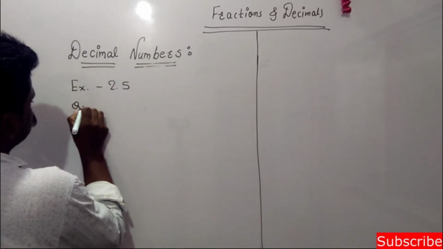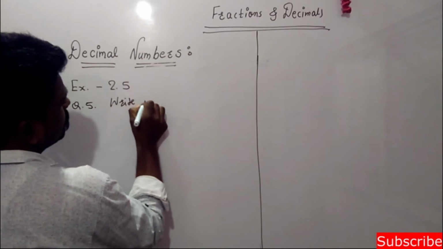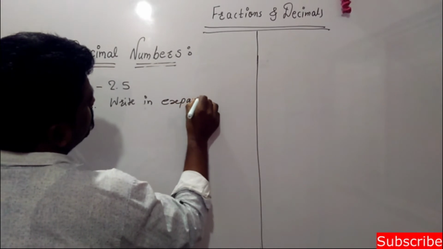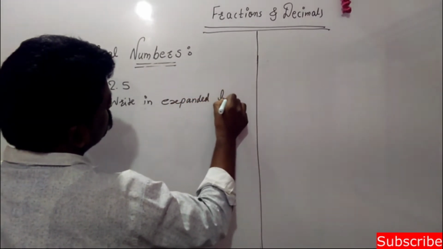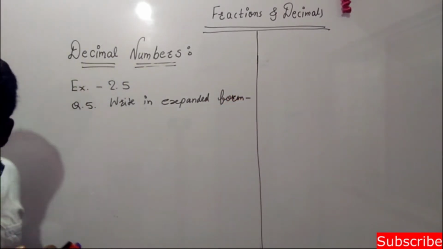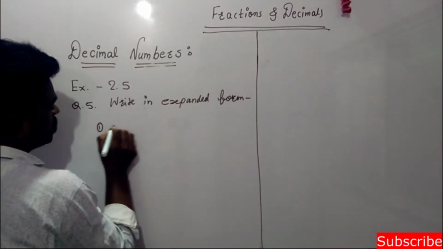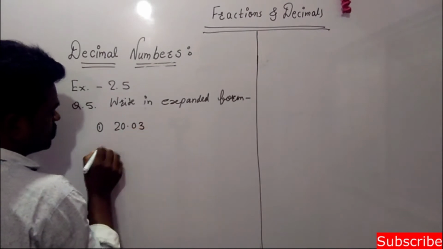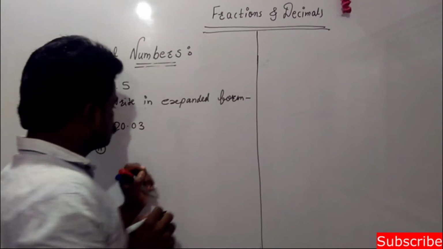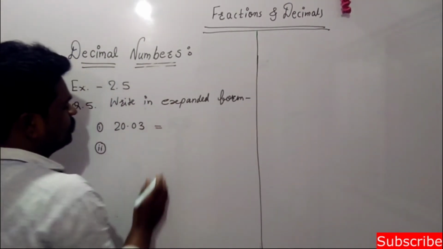Question number 5, write in expanded form. Now the first question given to us is 20.03. First we'll solve the first one and then we'll go for the second one. 20.03. Okay, fine, no problem.